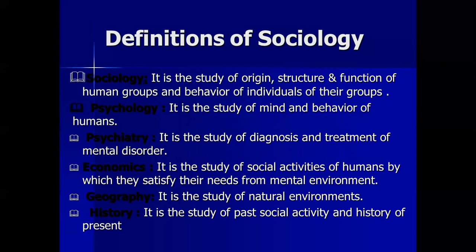Definition of sociology: sociology is the study of the origin, structure, and function of human groups and the behavior of individuals in their groups. Psychology is the study of the mind and behavior of humans. Psychiatry is the study of diagnosis and treatment of mental disorders. Economics is the study of the social activities of humans by which they satisfy their needs from the environment. Geography is the study of the natural environment. History is the study of past social activity and the history of the present.